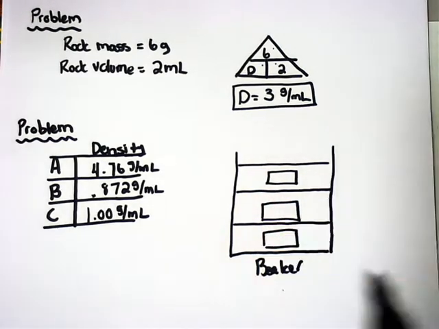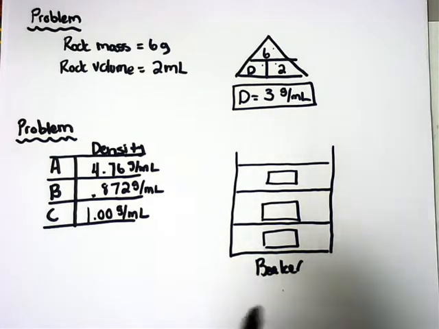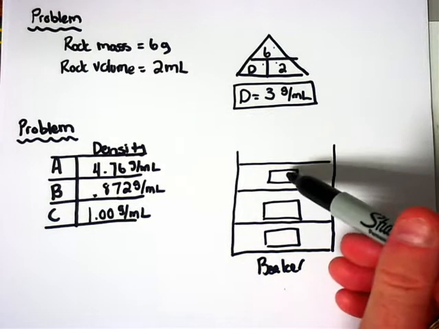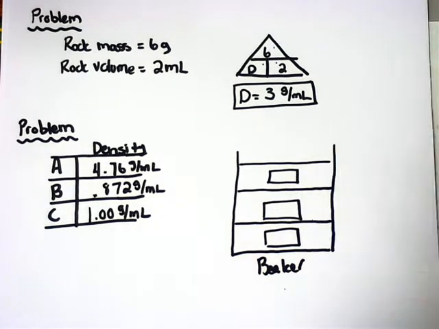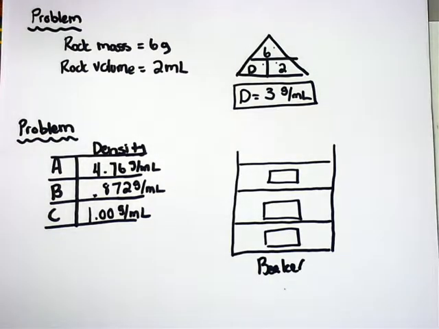Now, one of these liquids is A, one of them is B, and one of them is C. I want you to put down real quickly which is going to be A, which is going to be B, and which is going to be C. Maybe the top one's A, maybe this one's B, I don't really know yet. I haven't solved it, but I want you to solve it real quick. We'll give you another 35 seconds.